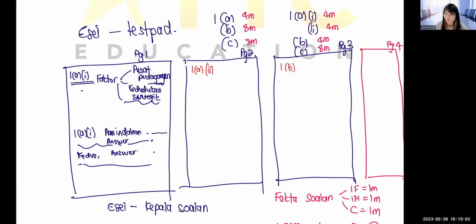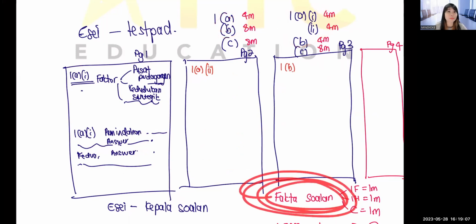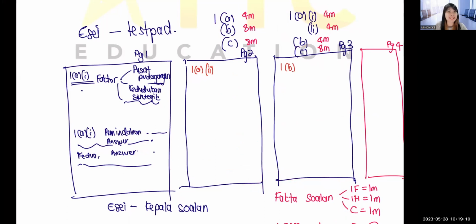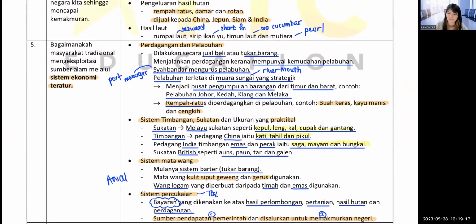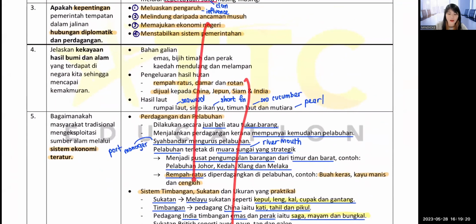All right. So for A and B, usually it is fakta soalan. Fakta soalan means that anything that is in your notes today here, everything in your notes here will be your fakta soalan. Straightforward, in your notes. Understand? Guys, okay? Any question?